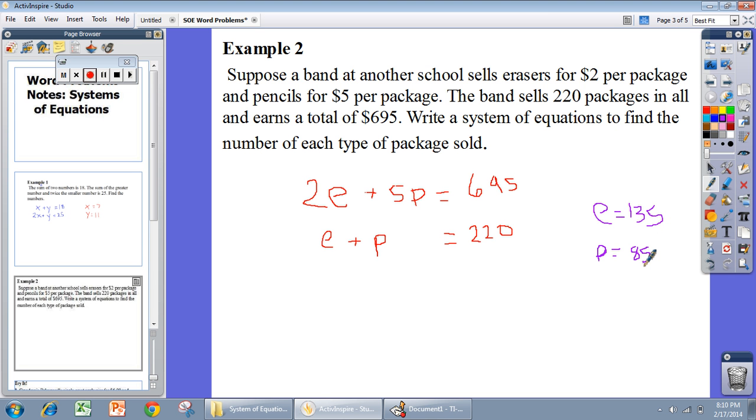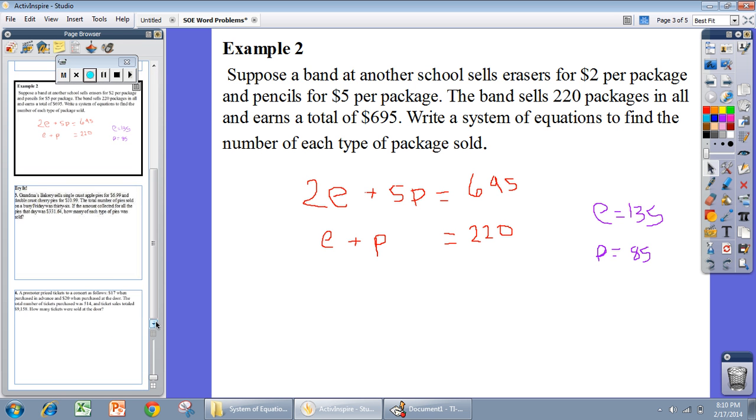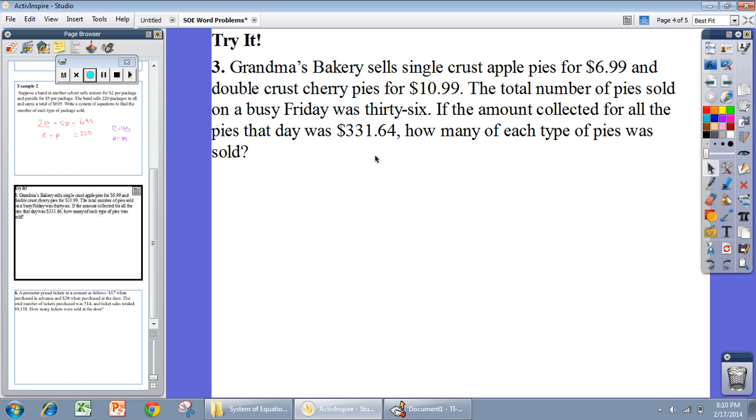Alright, so we're going to go ahead and pause the video now. Make sure you actually pause it. And I want you to try the next 2 examples. The next 2 examples are more like example number 2. You have your money equation that deals with all your money and your total number equation. Alright, so go ahead and pause that and you try it now. Alright, welcome back. Hopefully you were successful.